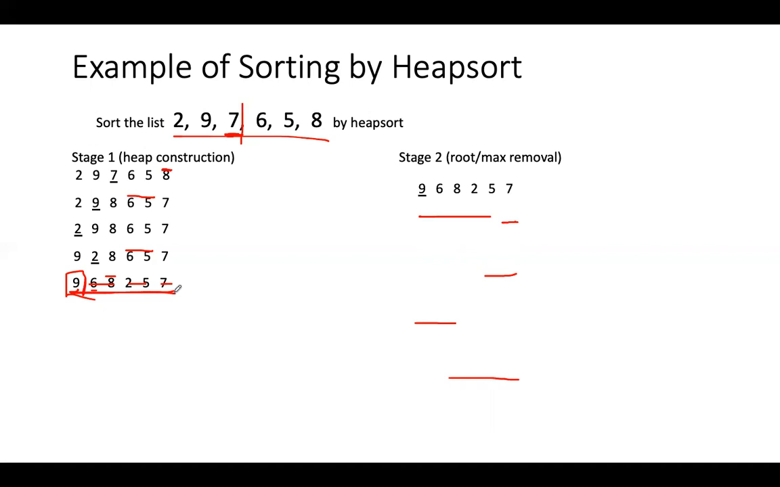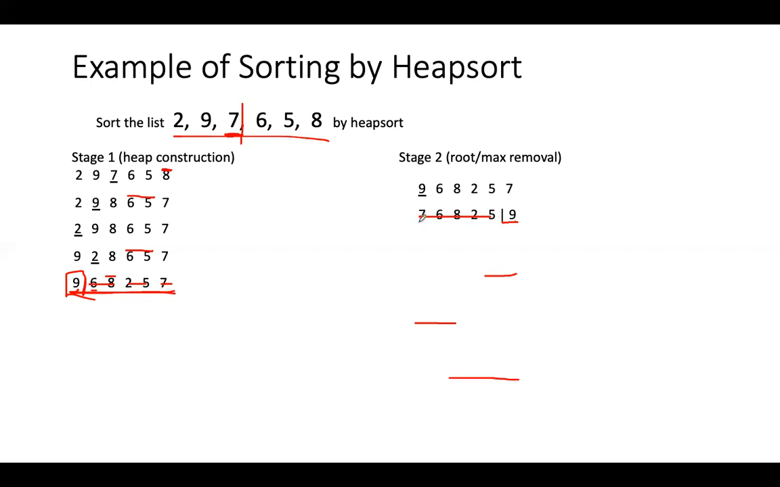Next, we'll go on removing the root element from the heap, and we'll store it in an array, which will be sorted. First root element is 9. See, in a heap, root means it's the greatest element. So swap it with the 7, which is the rightmost leaf element. So 9, we remove it from the heap. Next, we have 5 elements in the heap.